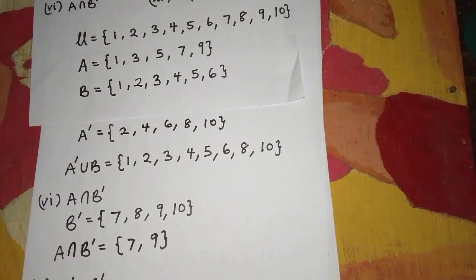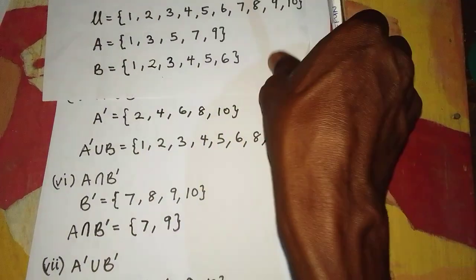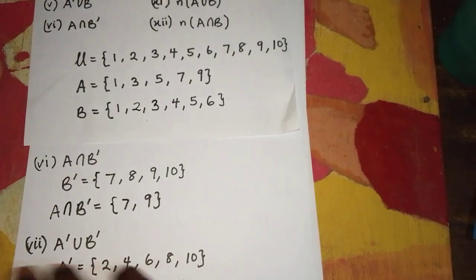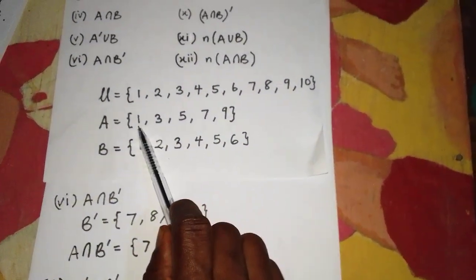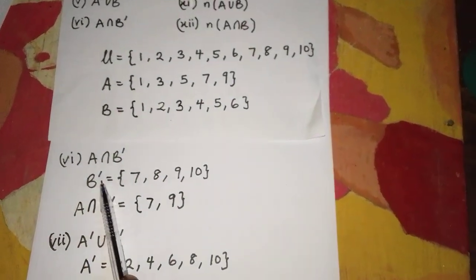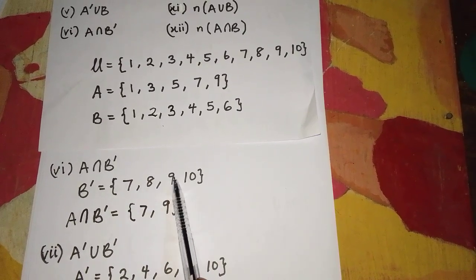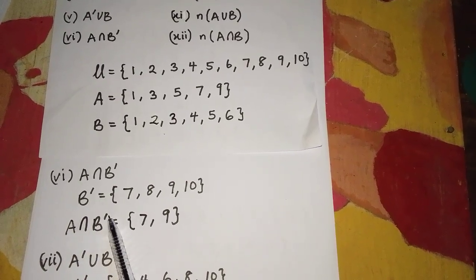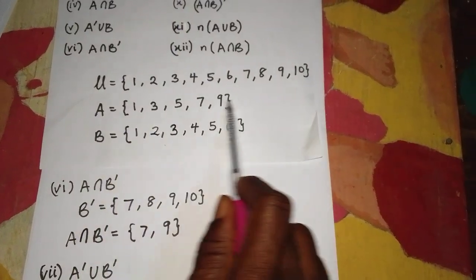Then the next one says set A intersection B complement. So you realize that in set A we have 1, 3, 5, 7 and 9. Then B complement, as we have done earlier, the set contains 7, 8, 9 and 10. So we are now told to look for A intersection B complement. That means what is common to B complement and A?